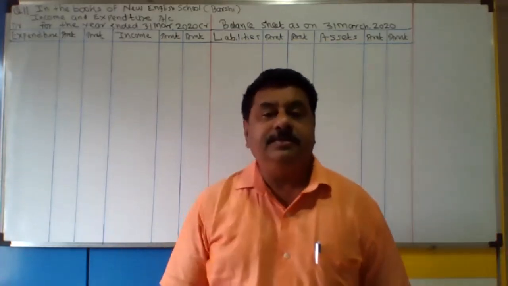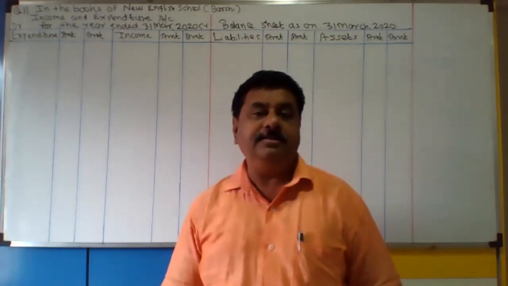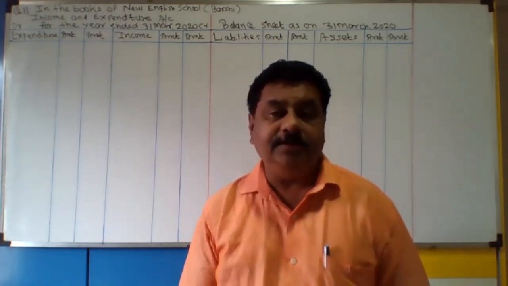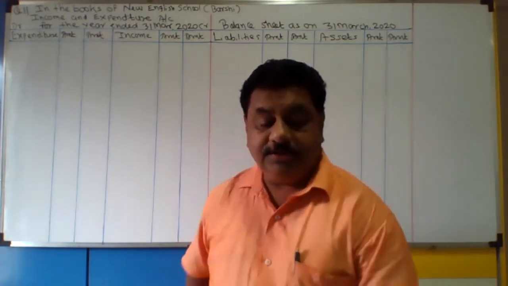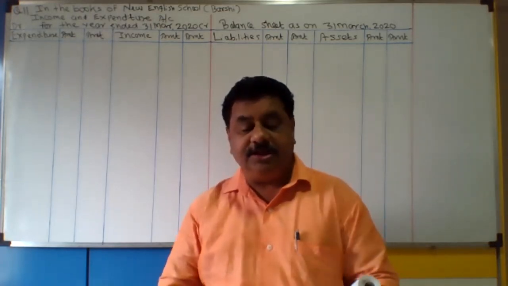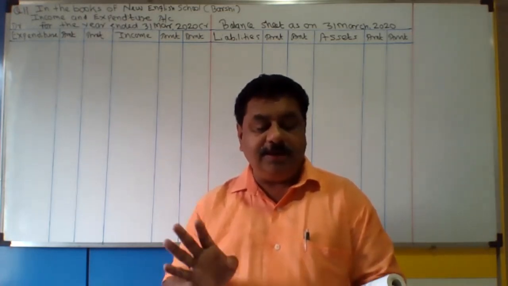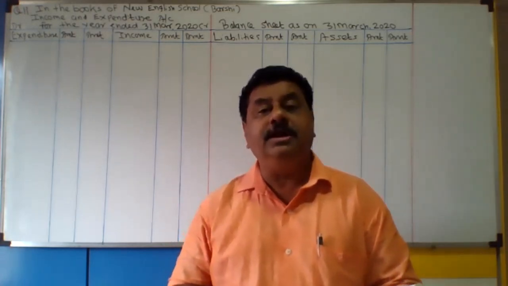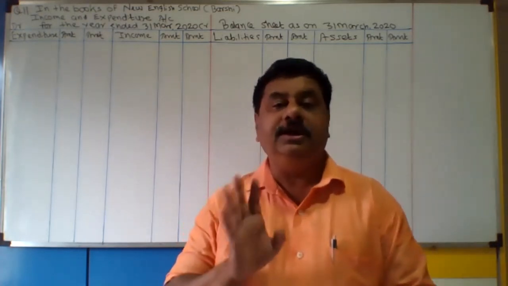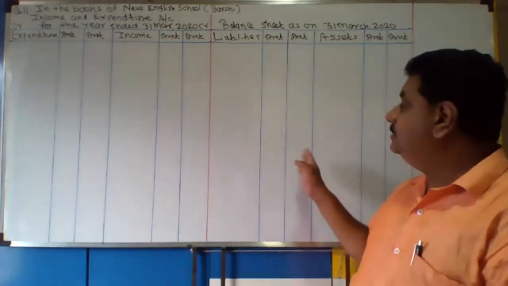So we are going to start with the solution for exercise question number 11 from chapter number 2. The page number is 121. Here the information is given in this way: from the following balance sheet and the receipt and payment account of a New English School, Varshi, prepare income and expenditure account for the year ending 31st March 2020 and a balance sheet on that date. Full page, income and expenditure account, full page, balance sheet.